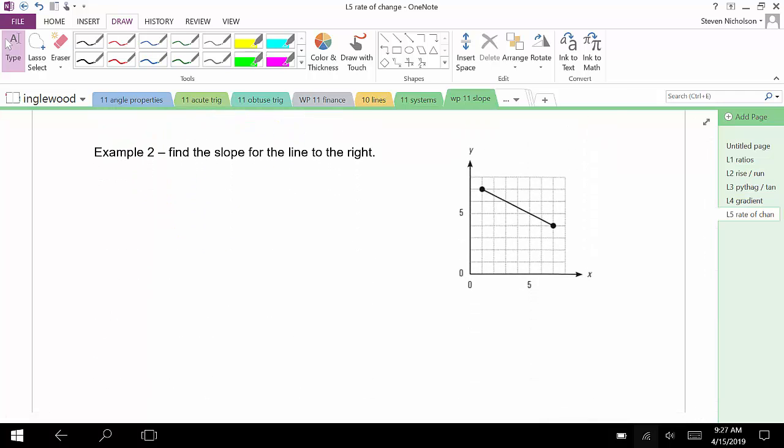Well, here's another example. And again, same idea. We identify our coordinates. Here's coordinate 1, here's our coordinate 2. So coordinate 1 is at 1, comma 7.